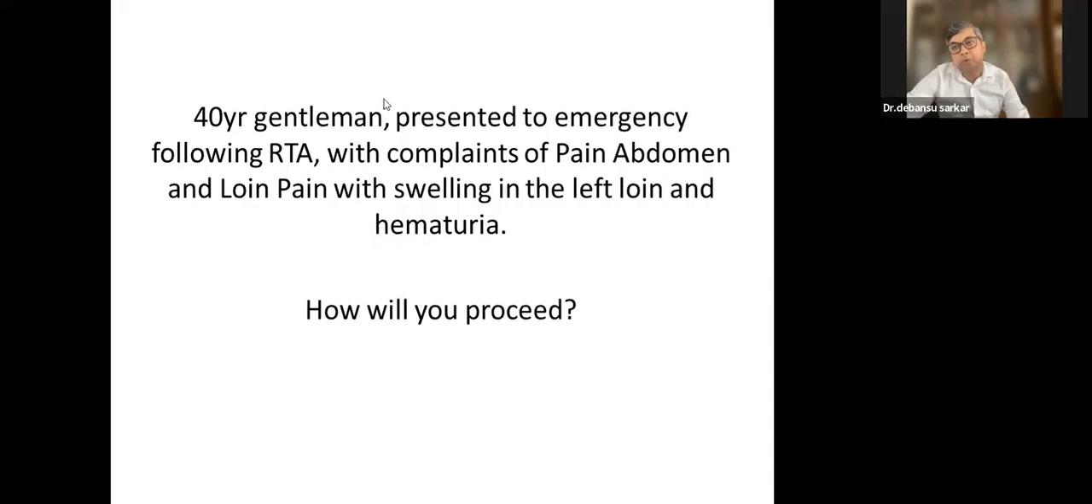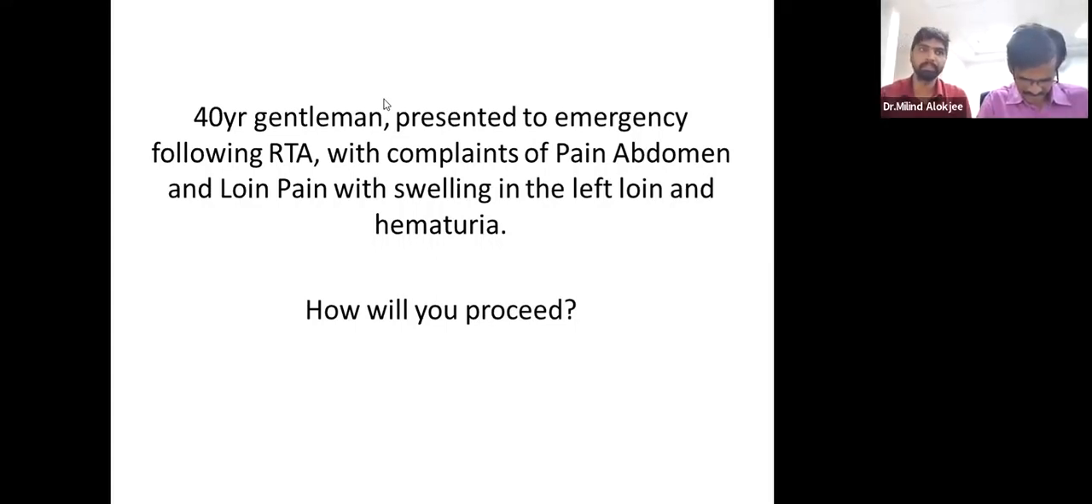is explored. Tell me, what are the indications of exploration in renal injuries? In renal injury, if the patient is unstable even after resuscitation. Second, if there is injury to the pelvicalyceal system. If you go by grade, which grade of renal injury might require it? Sir, grade 4 or grade 5 injury might require it if the patient is unstable. If there is complete injury with pelvic-ureteric dissociation, then the patient will need exploration.